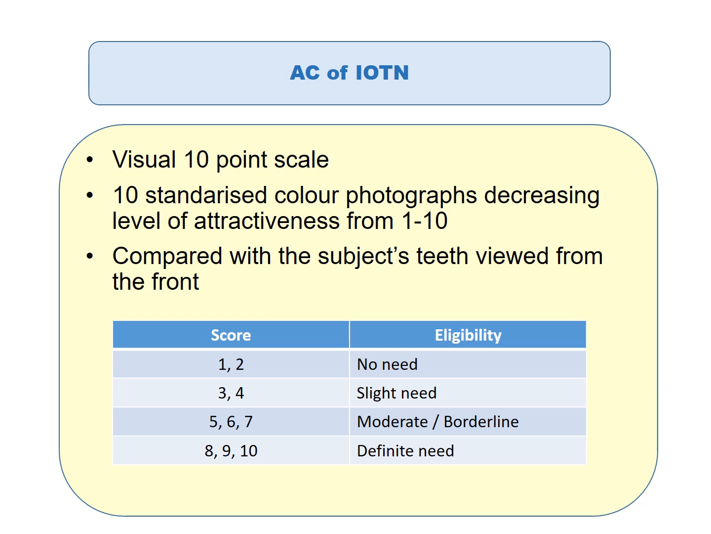Now, let's have a look at the aesthetic component of the IOTN. This uses a 10-point visual scale consisting of 10 standardized color photographs, decreasing in level of attractiveness from 1 to 10, meaning 1 is considered the most attractive and 10 is considered the least attractive. The photographs are compared with the subject's teeth viewed from the front. A score of 1 or 2 indicates no need for treatment. Scores of 3 and 4 indicate only a slight need for treatment. 5, 6 and 7 are considered borderline, and 8, 9 and 10 are considered definite need for treatment.